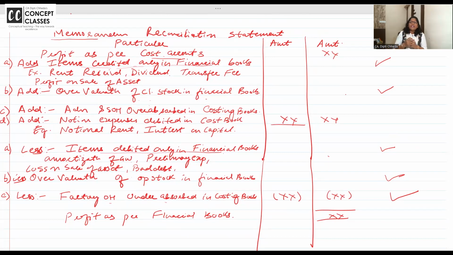One blow goes here and there. So many times they don't give costing profit, they give financial profit then. So understand this and do. It will take time. You will never go wrong in the final exam.